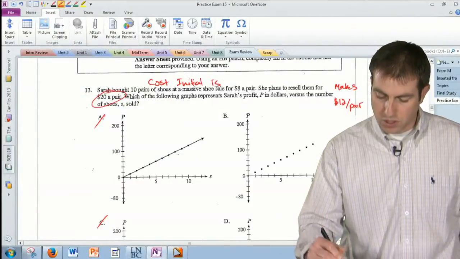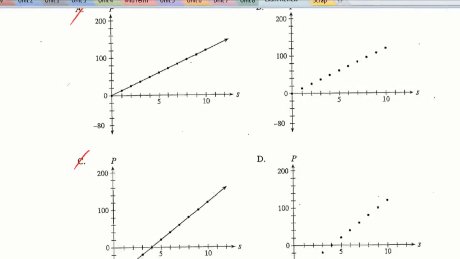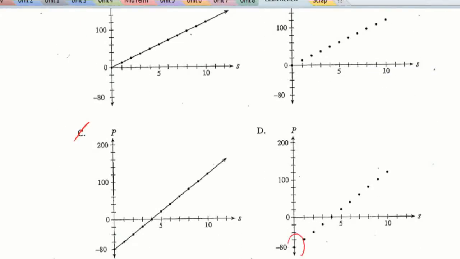is $80. So before she even sells a pair of shoes, she's in debt $80. She hasn't made any money yet when she buys all of these shoes. So the letter D starts off at negative 80. She sells pairs. Once she's at 7 pairs, now she starts to make money, or she's in the black, as they like to say. So letter D is the correct one.